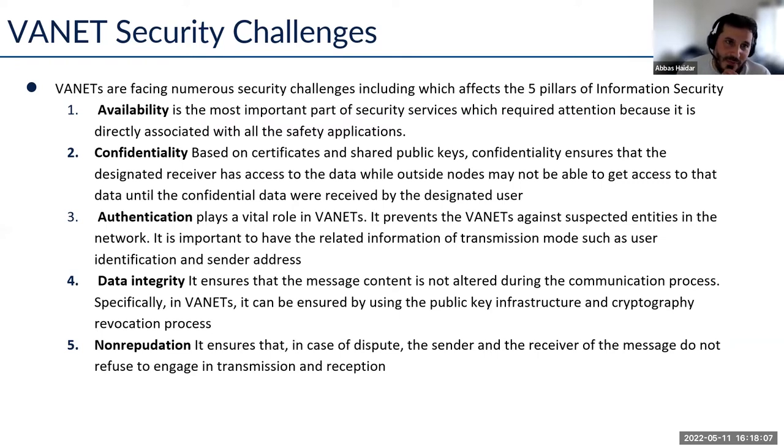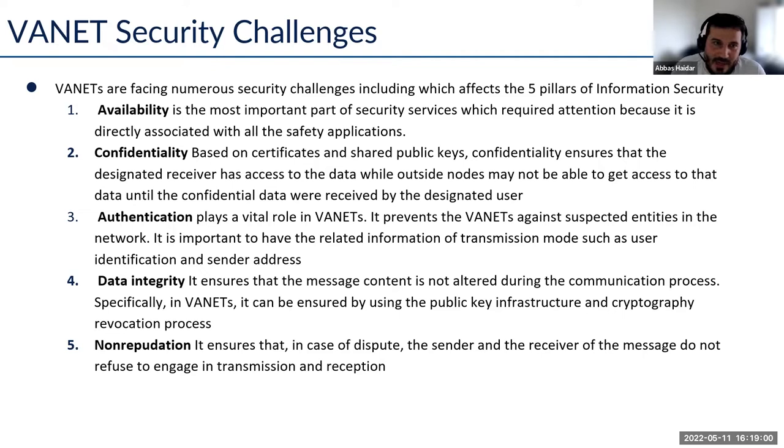In terms of availability for the VANET network, it is the most important part of the security service. It requires attention because it is directly associated with all the safety applications. So if you want to know the status of the roads and you have a denial of service attack, it will be a big challenge for VANET. If you do a jamming attack, as an example, where the attacker disturbs the communication channel by using a heavily powered signal with equivalent frequency, because we use radio frequency, it is very dangerous for the safety of the application.